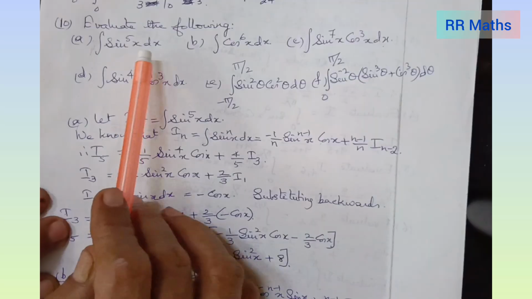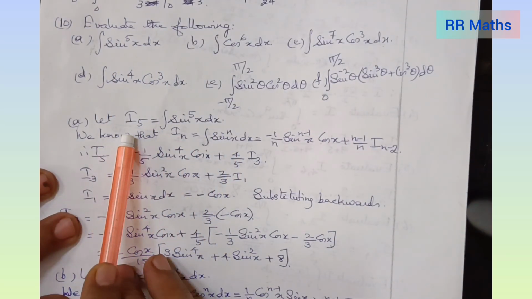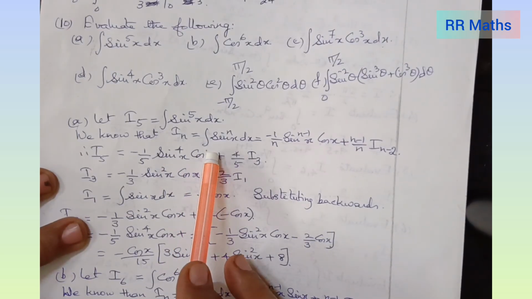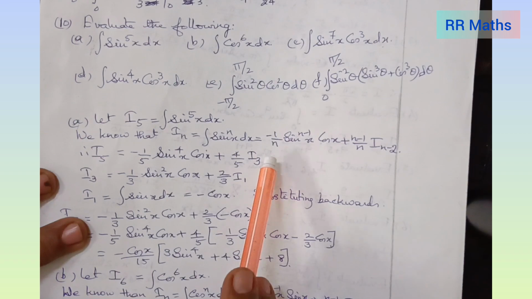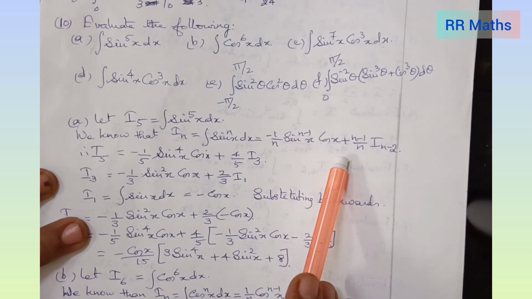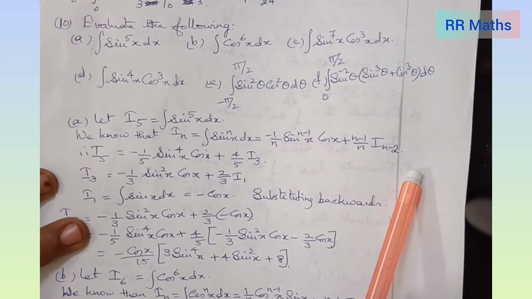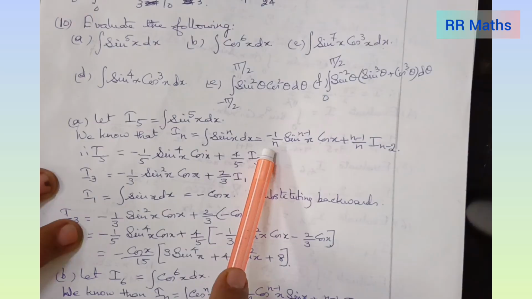I have taken integral sine to the power of 5x dx. Let's call it I5. We know from the formula that In, which was integral sine power nx dx, is equal to minus 1 by n sine to the power of n minus 1 x cos x plus n minus 1 by n into I n minus 2. Now for I5, I'm going to substitute n as 5 in this formula.